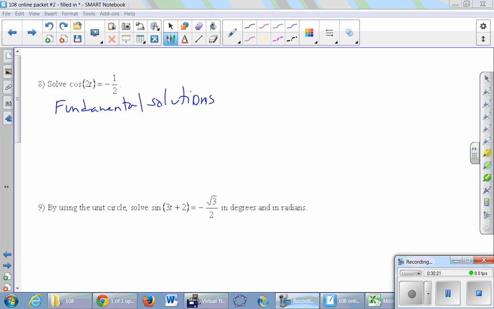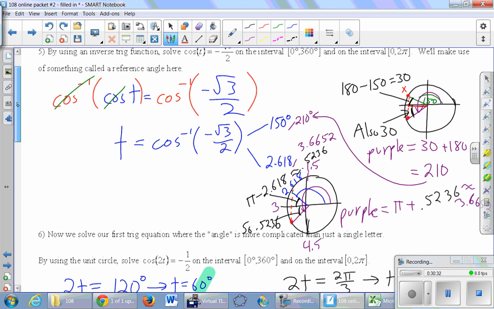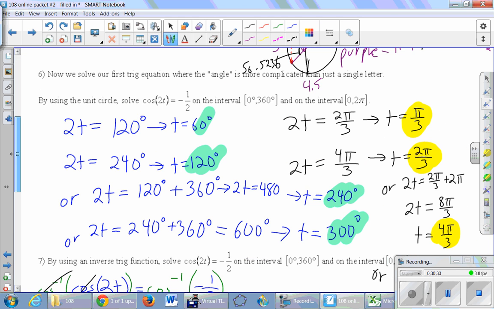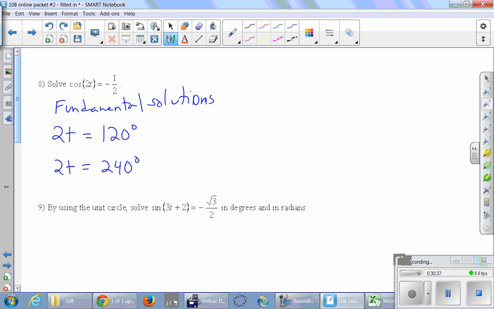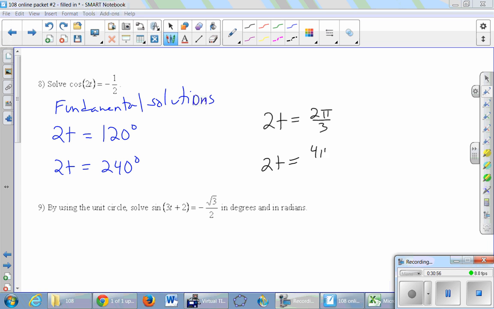So for the degree version of things, we had 2t equals and 2t equals. So I think we had 120 degrees and 240 degrees. Let's make sure that that's what we wrote here. Yeah, 120 and 240, we see those. And then we'll write the radian version of the same thing. So what is 120? So that's 2 pi over 3, and then the other one that we had was 4 pi over 3. Notice that each of these is equal to 2t, not just t, not just theta.